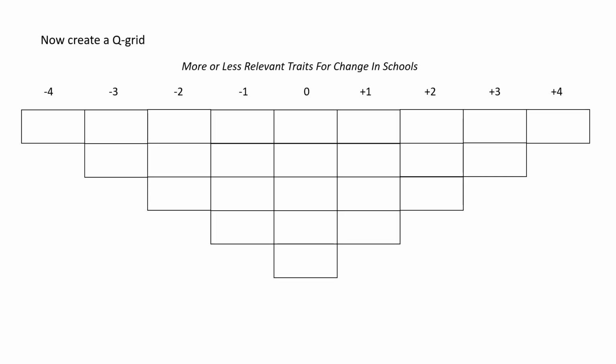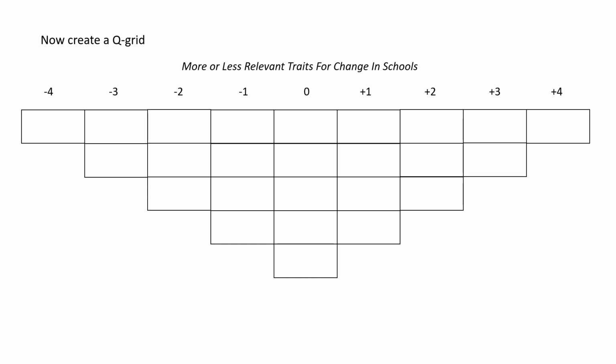Once you've got your statements, you need a certain number of statements. So this is what is called a Q grid. And if you look at the top there, we've got the issue that I chose, more or less relevant traits for change in schools. And this is a 25 statement Q grid. So in other words, to have a Q grid that looks like this, you need to have 25 statements that make up your concourse. So you're trying to get a variety over those 25 statements.